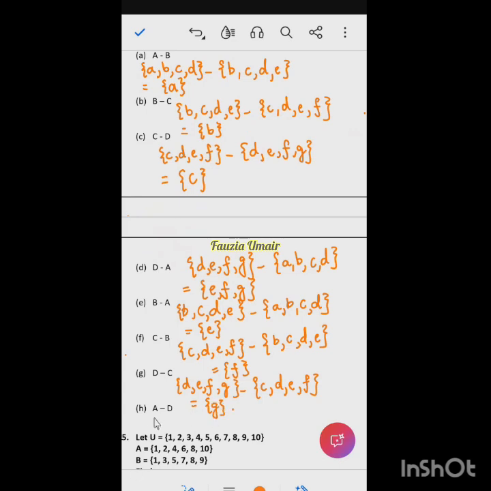So now the last one, A minus D. We know set A is A, B, C, D, and set D is D, E, F, G.